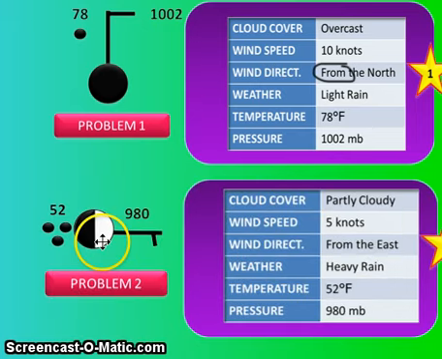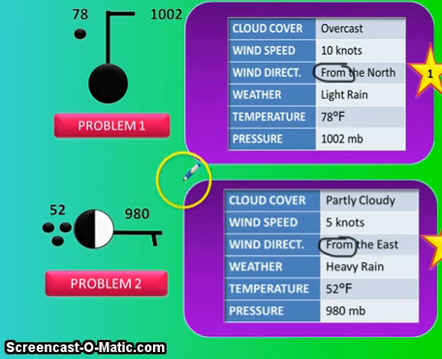You can see that the cloud cover is half and half, so you could say 50% cloudy or partly cloudy. It has a half of a feather that is situated off of the bar, so that means 5 knots. The wind direction is coming from the east. Again, that is something that you really want to concentrate on, that these are the winds that are coming from. If I were to draw this, the wind would actually look like it's going this way.